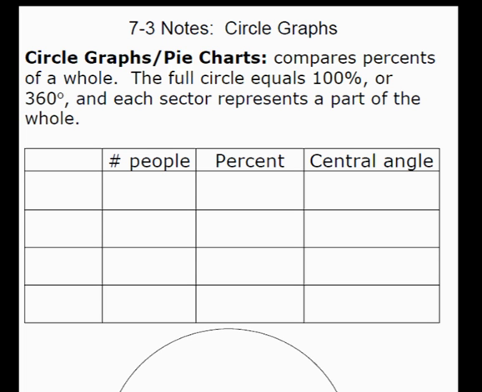Today we're looking at creating circle graphs. Circle graphs are also sometimes referred to as pie charts. They compare percents to a whole. A full circle graph equals 100%. It also equals 360 degrees because there are 360 degrees in a circle. And each sector represents a part of a whole.